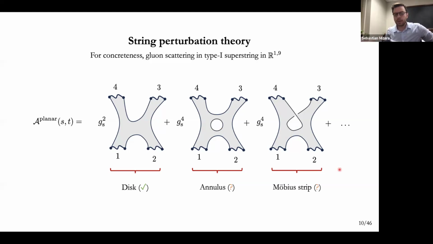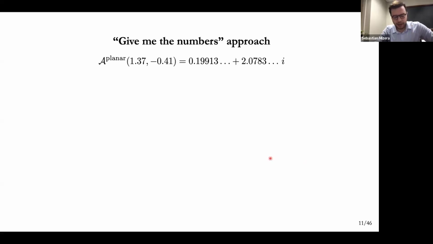Okay, so in this talk, I will be taking what I call the "give me the numbers" approach to scattering amplitudes, which states the following. All I want is to be able to plug in some numbers. So let's say S and T, some positive and negative numbers. And I want the answer to as many digits as possible. Okay, so this is a good test as to whether you understand the computation that you're doing. If you can reliably extract the numbers to high accuracy, this means that essentially you can study whatever you want in the theory. You can plot the amplitude, you can study it in different limits, and so on and so on.